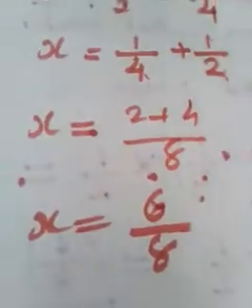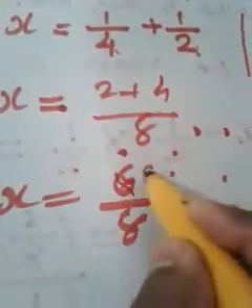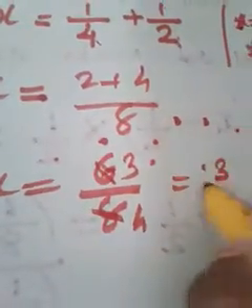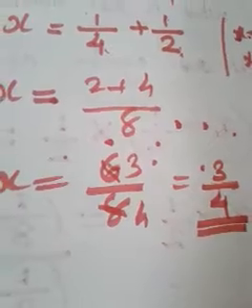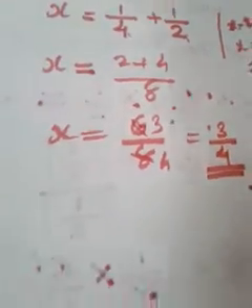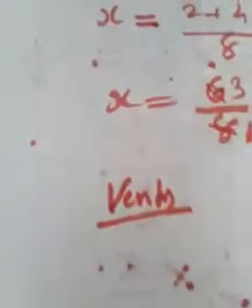I can cancel by 2, because the common factor of 6 and 8 is 2. So in 6, how many 2s? 3. Here it is 4. So the answer will be 3 by 4. That means the required answer will be 3 by 4. And we can verify. If you want, we can verify. Okay.